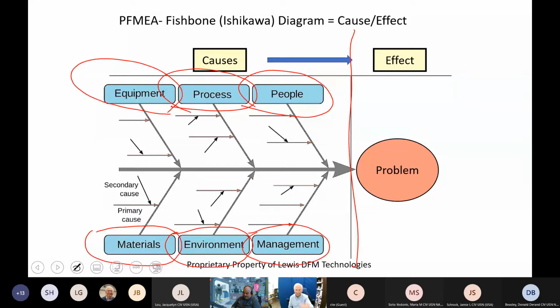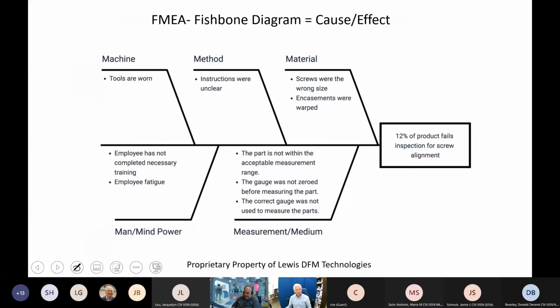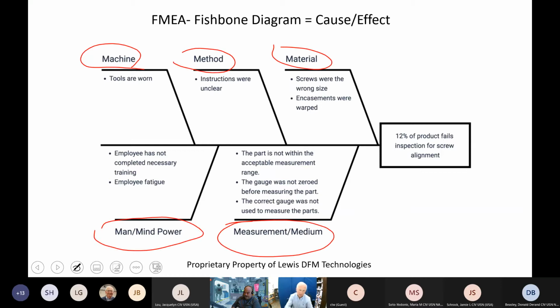So these areas are just the beginning point. We have to then do a deeper dive into some potential causes, and we write them on this fishbone diagram like this. This has some very similar ones in machine, method, material, measurement, medium, and then I like this one, man, mind, power, or man, woman, mind, power. It doesn't matter. It's human mind power there. And so it includes things like fatigue and training and that kind of stuff.